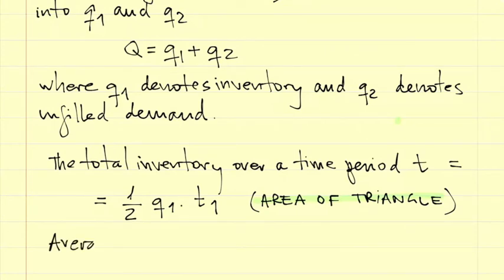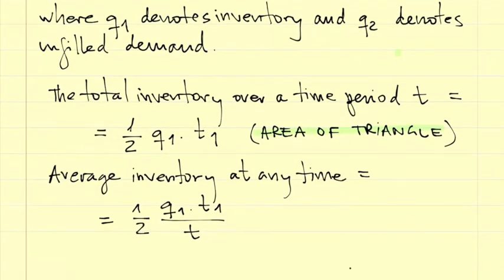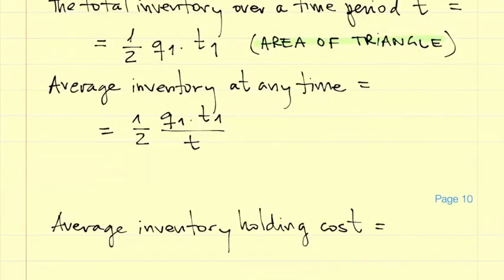So the average inventory at any time equals 1 divided by 2 times Q1 times T1 divided by T. And the average inventory holding cost equals C1 times 1 divided by 2 times Q1 times T1 divided by T.